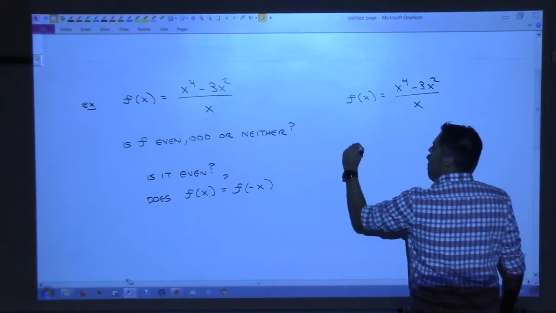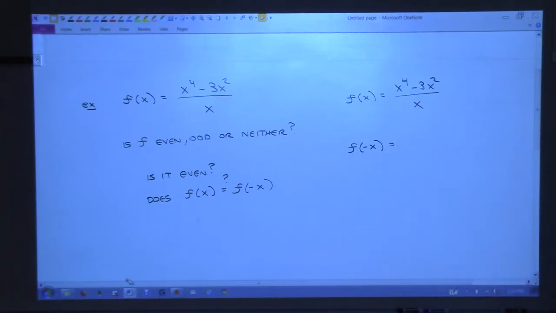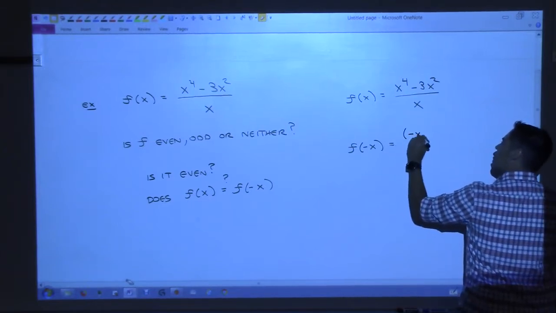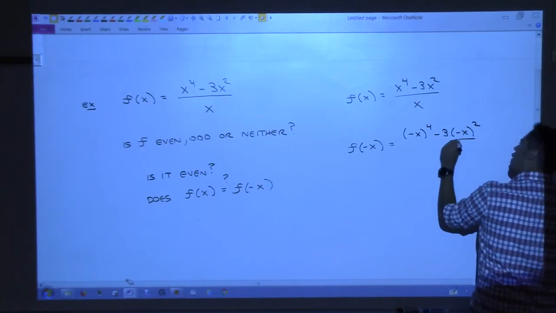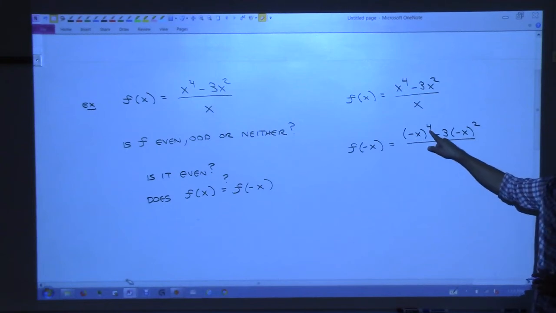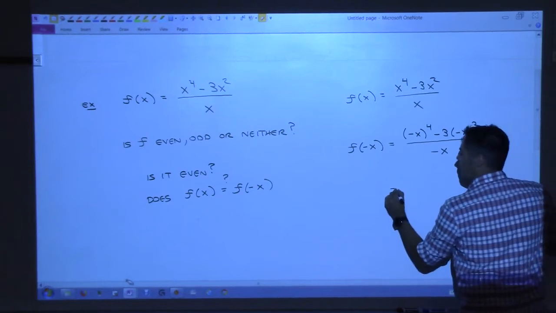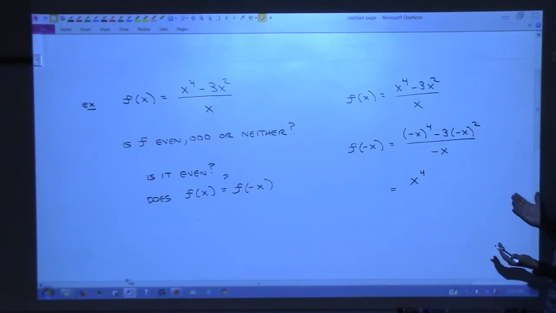Now, what is f of negative x? So you replace all your x's with negative x's, don't you? So that means I would go negative x to the 4th minus 3 times negative x squared all over negative x on the bottom, right? Now what happens if I take a negative number and raise it to the 4th power? It's still positive, right? So that piece right here is still just like x to the fourth because the negative doesn't matter.